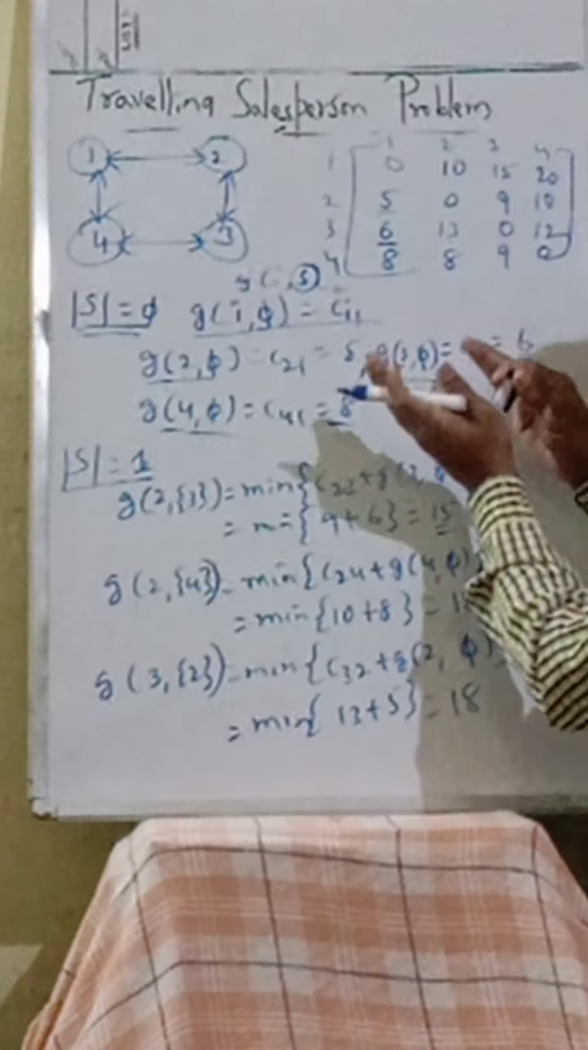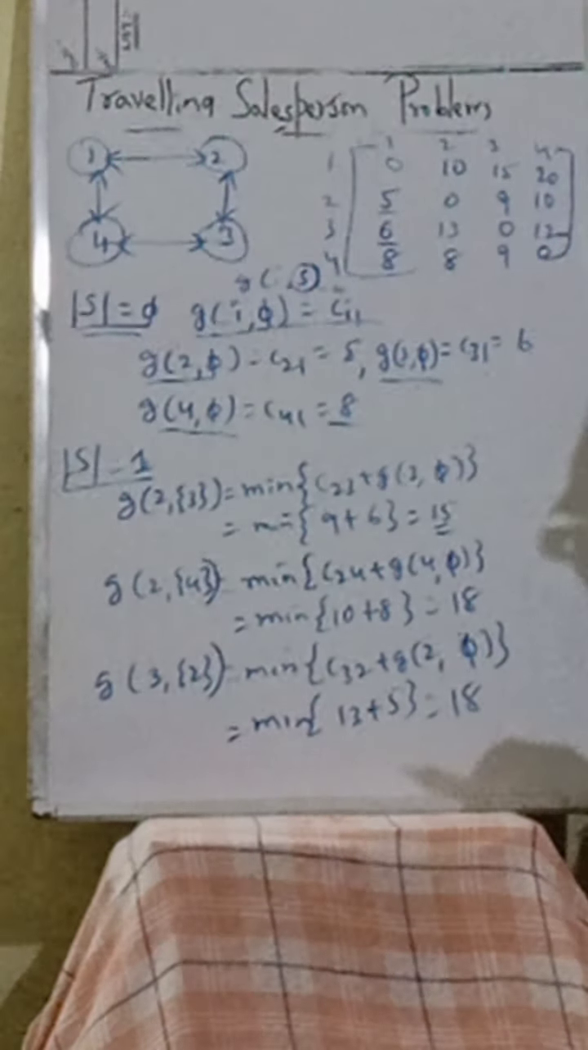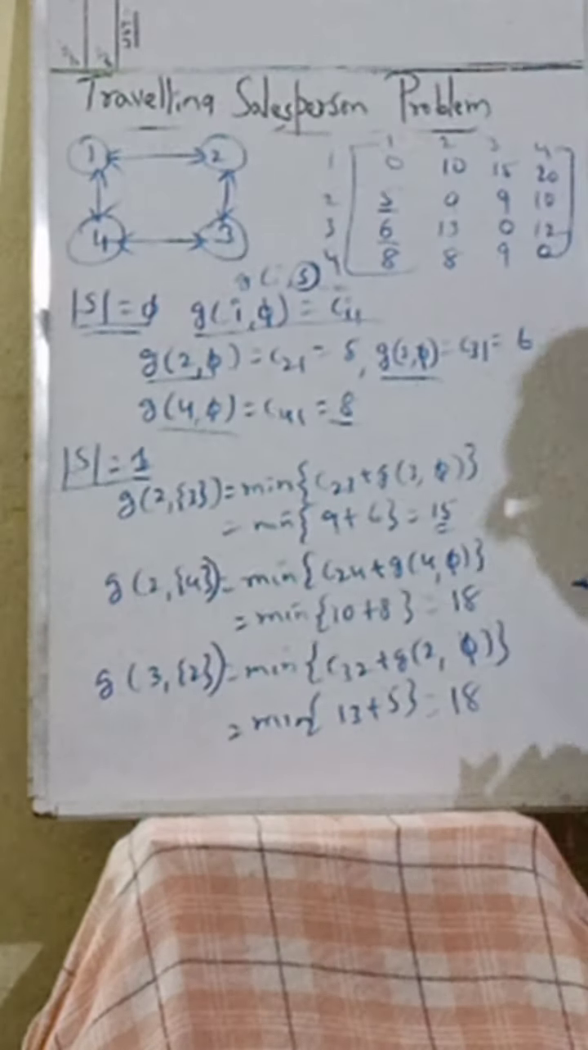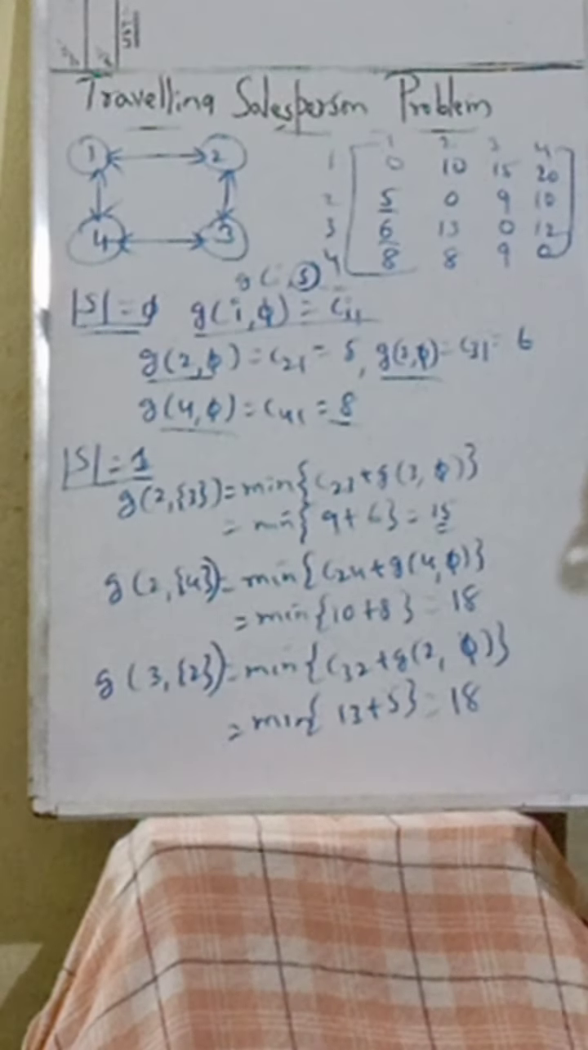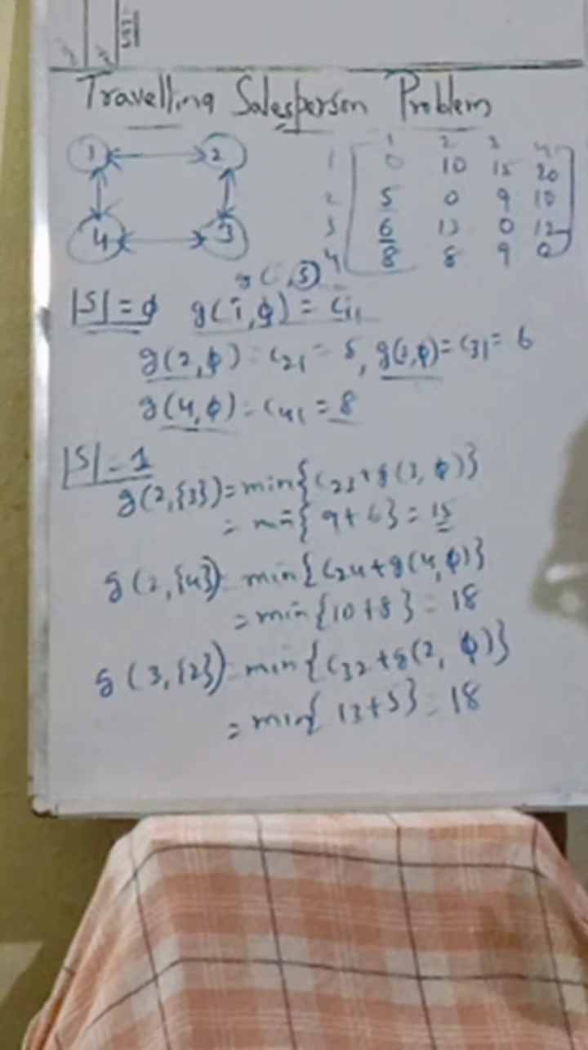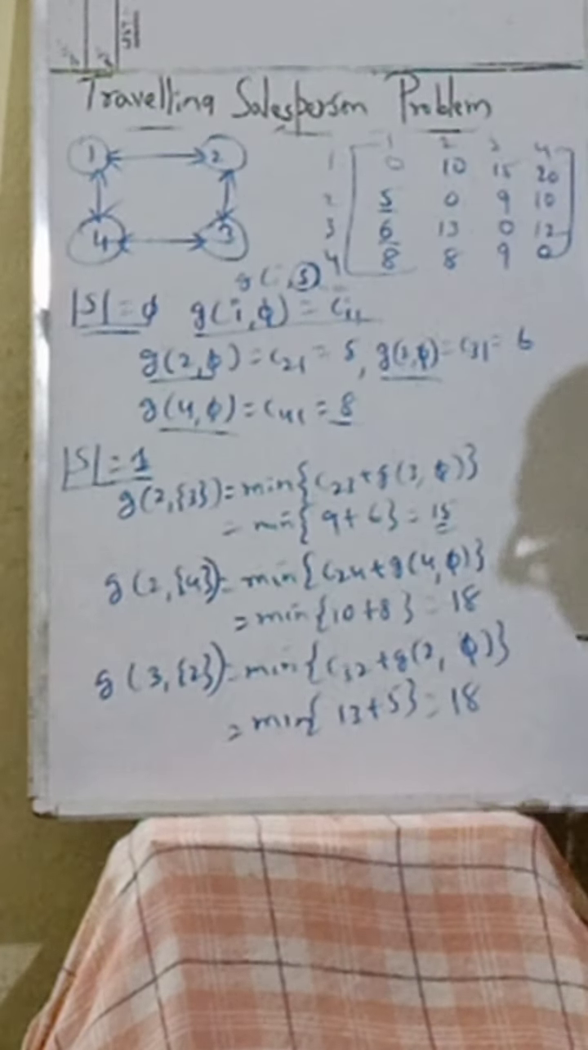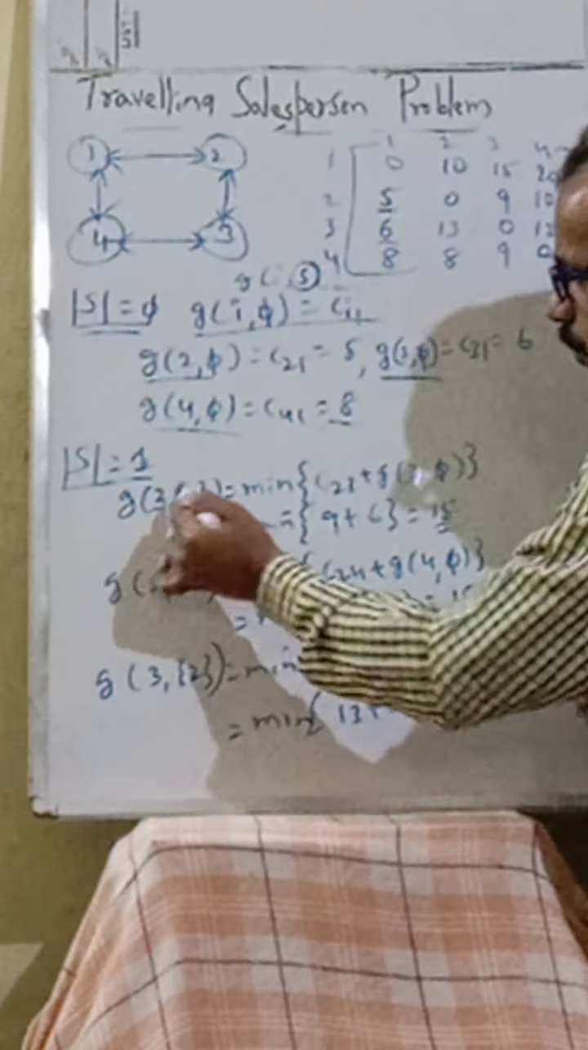Once we have mod S equal to 0, meaning the number of elements in S equals 0, now use these values which we have calculated at mod S equal to 0 or 5 and substitute them in mod S equal to 1. Here in mod S equal to 1, we need to consider all the possible combinations, all the possible subsets. So start with 2.